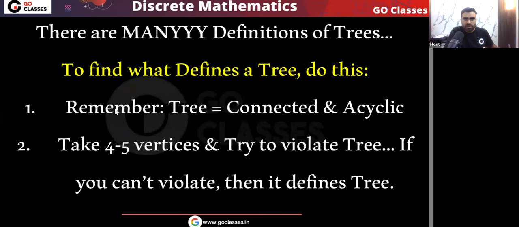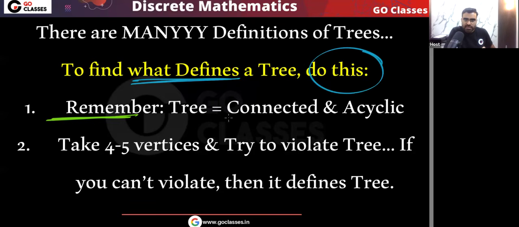So let me tell you, whenever you want to find which statement is the definition of a tree, you do this. Always remember that these two properties mean that it is a tree. Connected and acyclic, these two properties must be there if you want to say that something is a tree. A tree is connected and acyclic.